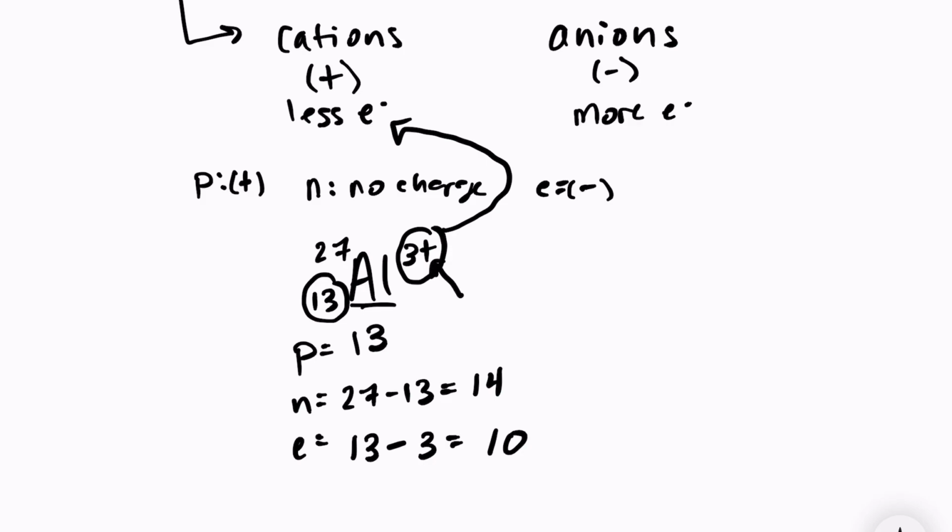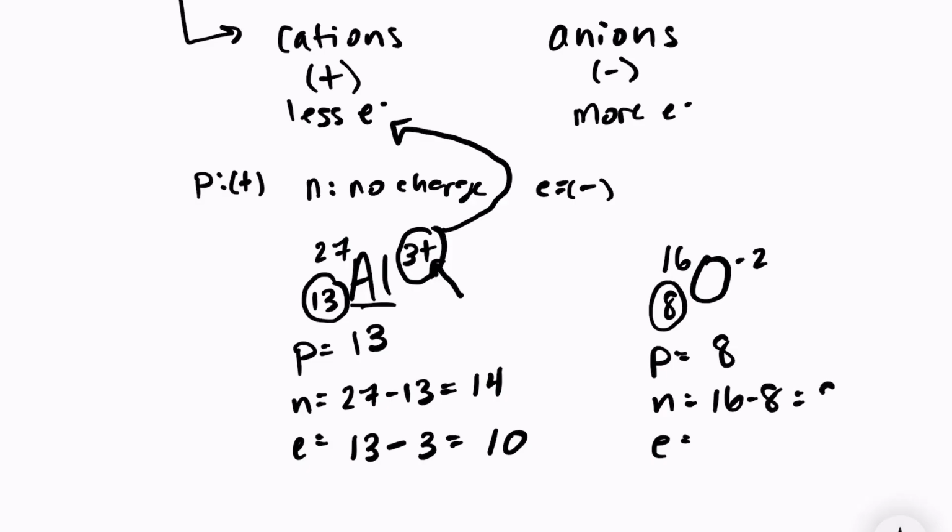Let's try a negative real quick. Let's say that we have oxygen 2 minus. The number of protons is 8. That's the number down at the bottom, the atomic number. Neutrons are 16 minus 8, which is also 8. And electrons, we have 8 plus 2, because the negative means that we've gained electrons. There's more electrons than normal. So here we also have 10 electrons, 8 plus 2.